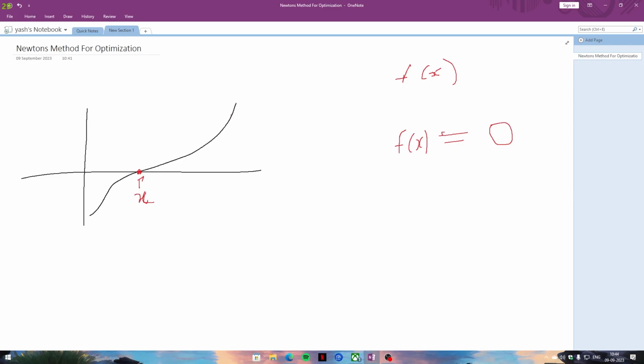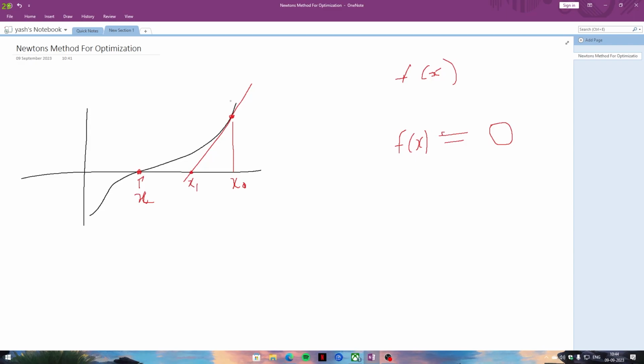Let's start from here. We take a random point and call this point x0. What we are going to do is drop a tangent at this particular point, and the tangent intersects the axis over here. Let's call this point x1.